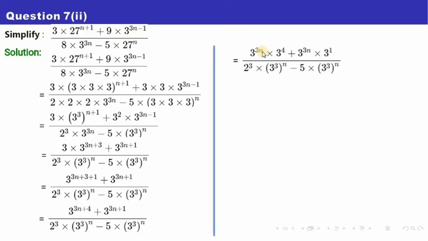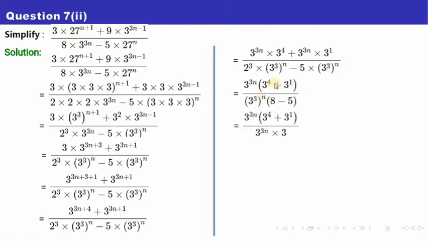Now if you see in the numerator, what is common? You see that 3 to the power 3n is common. This is also there, this is also there, so it is kept common. In the denominator, this part is common, right? So this is kept common. Now all of you know that 3 to the power 3 whole to the power n is 3 to the power 3n. So these two now get cancelled.